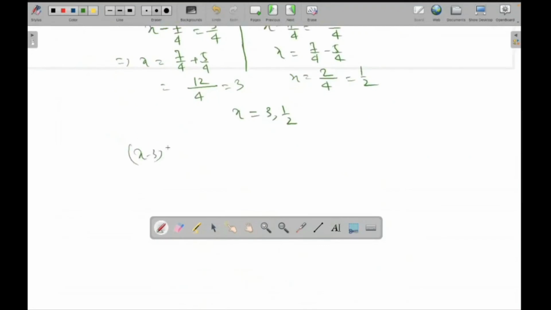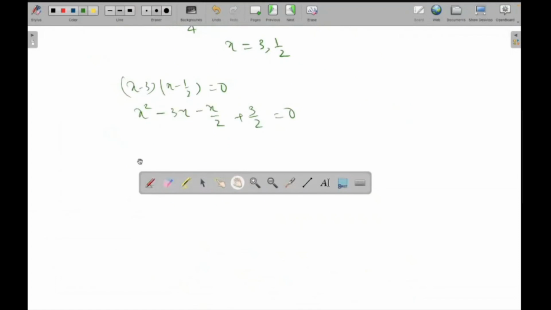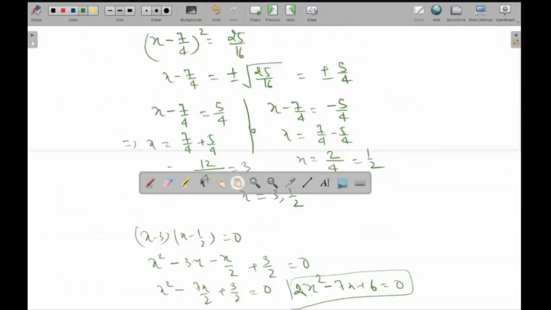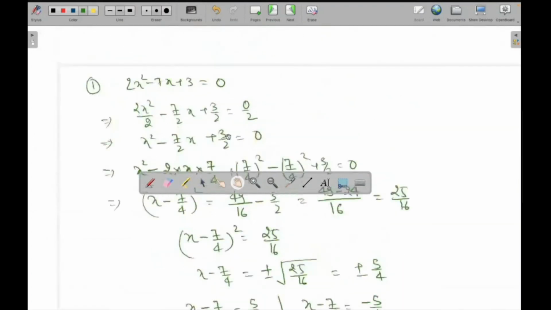So let's see. x minus 3 equals 1 by 2. So x square minus 3x minus x by 2 plus 3 by 2 equals 0. Here it is, x square minus 7x by 2 plus 3 by 2, and this will be 2x square minus 7x plus 3. This one is okay, 3 and 1 by 2.